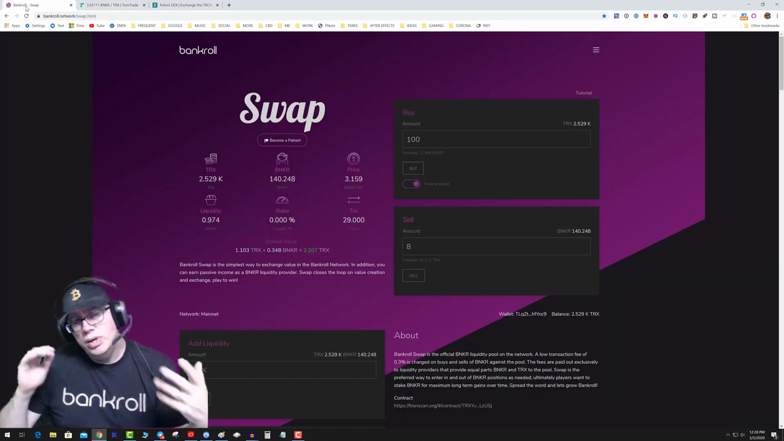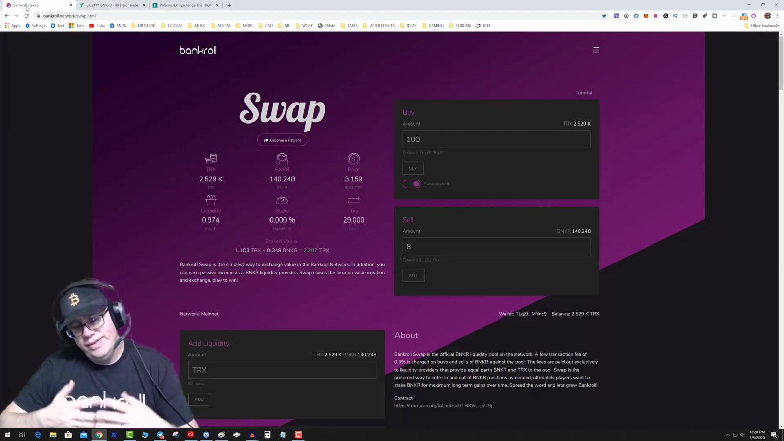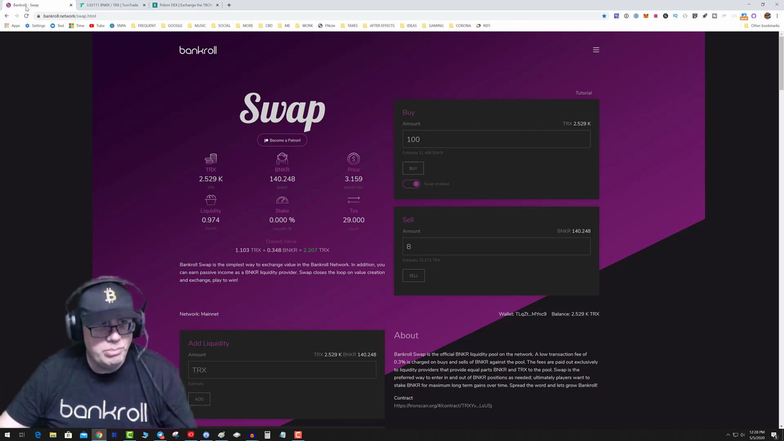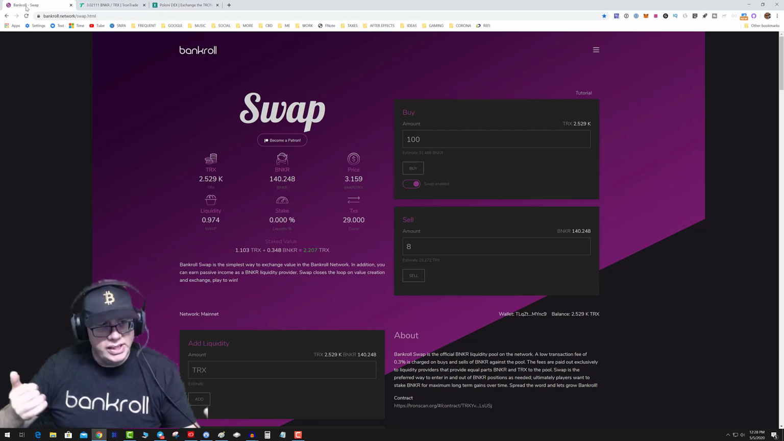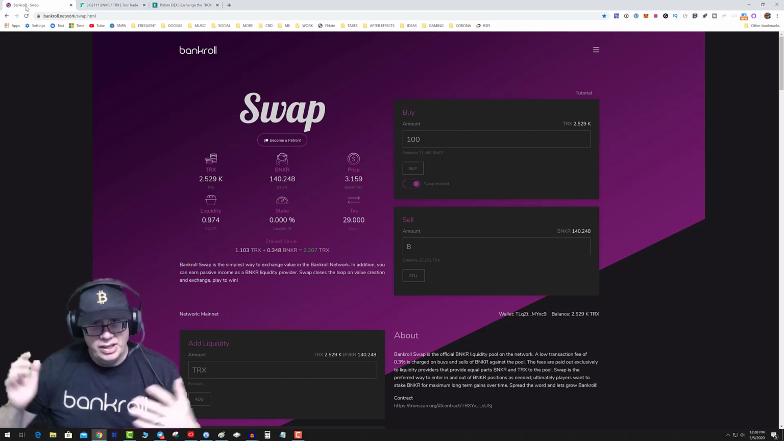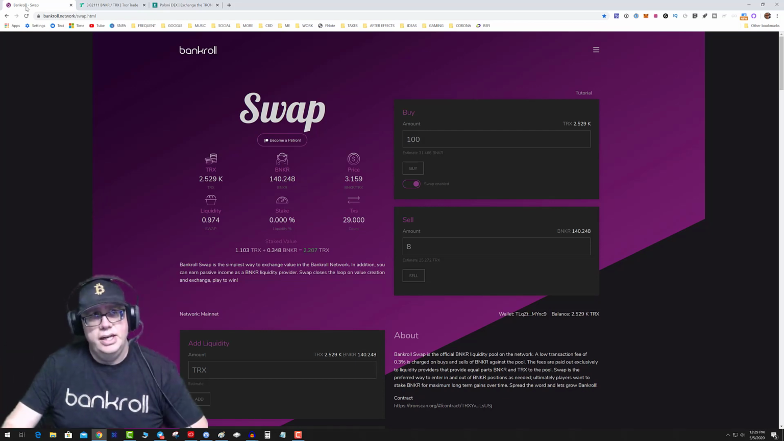Now, what does this mean for the network? This is good for the network because the liquidity pool captures the volume and adds net worth to Bankroll. So as a Bankroll member in the community, if you want to add value to Bankroll, buy all your Banker on swap, sell all your Banker on swap, period. That's it.